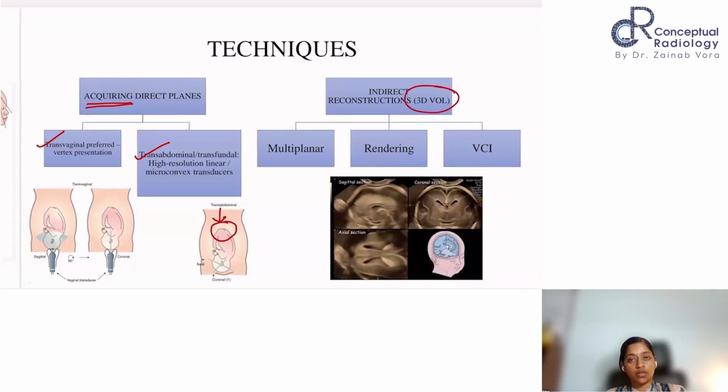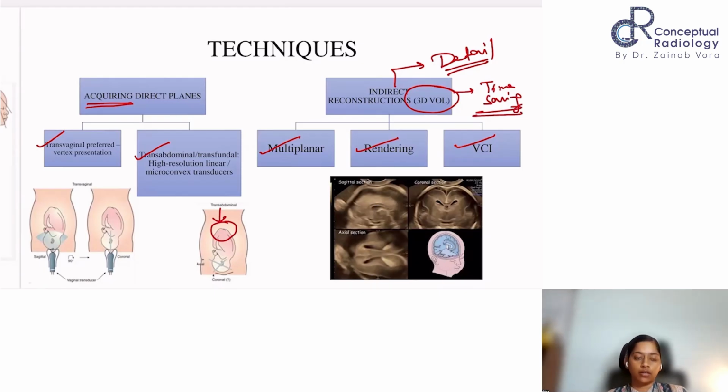Otherwise, if the presentation is very complex or there is some other technical limitation like high BMI, you can use 3D volume reconstruction. This is known as indirect reconstruction, and we will be discussing this in detail in the next class. How do you do a 3D scan and how is it helpful? You have multiplanar imaging, rendering, VCI. They will help you do the same thing which you were trying to do manually. First, in difficult cases, 3D can be used. Second, it is going to save a lot of time.